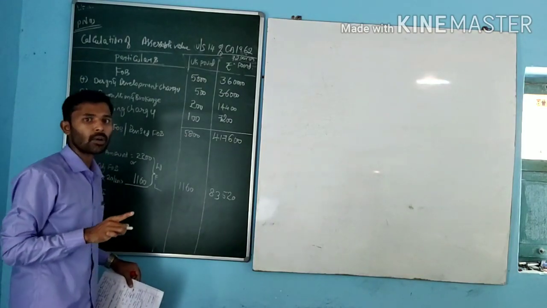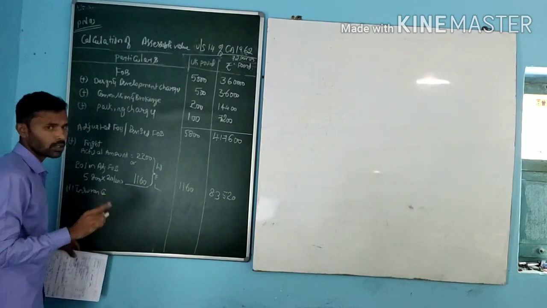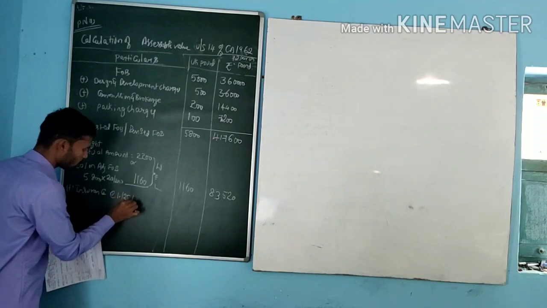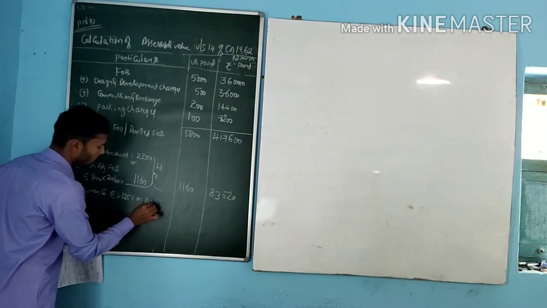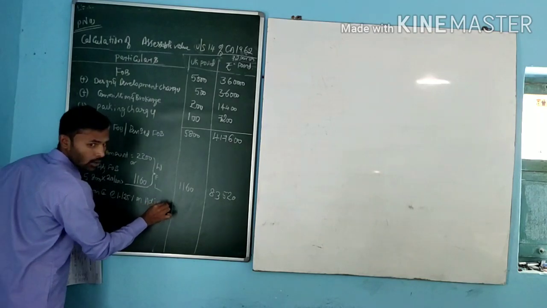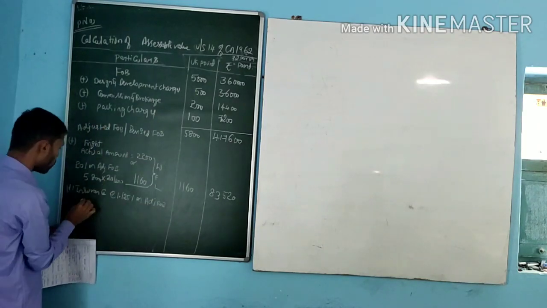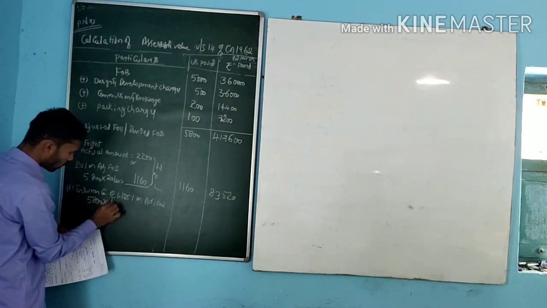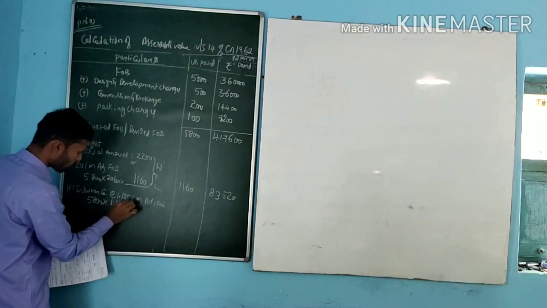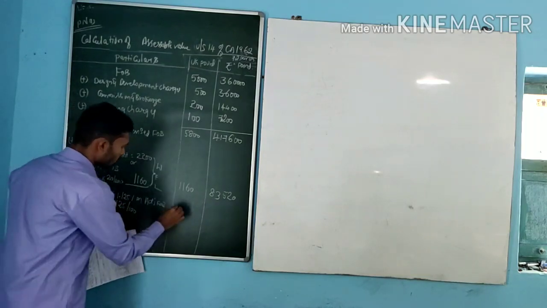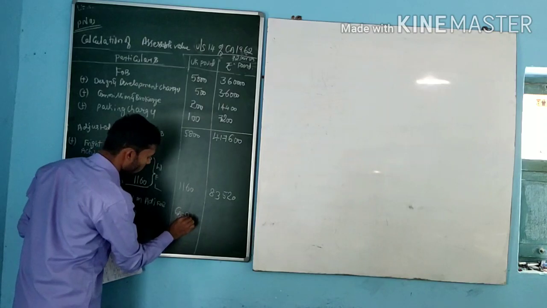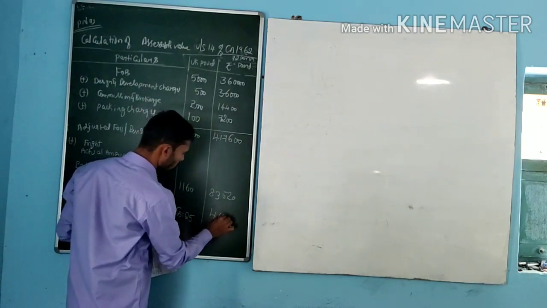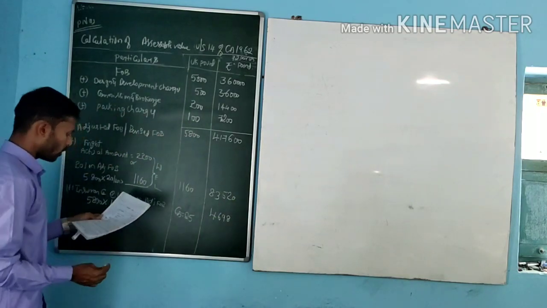Next, add to this insurance. If it is given in the problem, take the direct amount, full amount. If it is not given, calculate insurance at 1.125% on adjusted FOB. Adjusted FOB is how much? 5,800 into 1.125%, that is 65.25 UK pound. Convert to Indian rupees: 4,698 rupees.